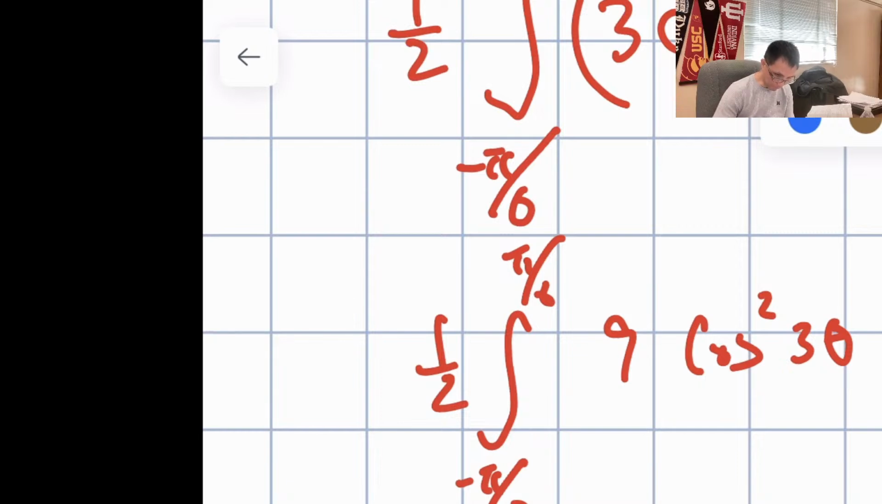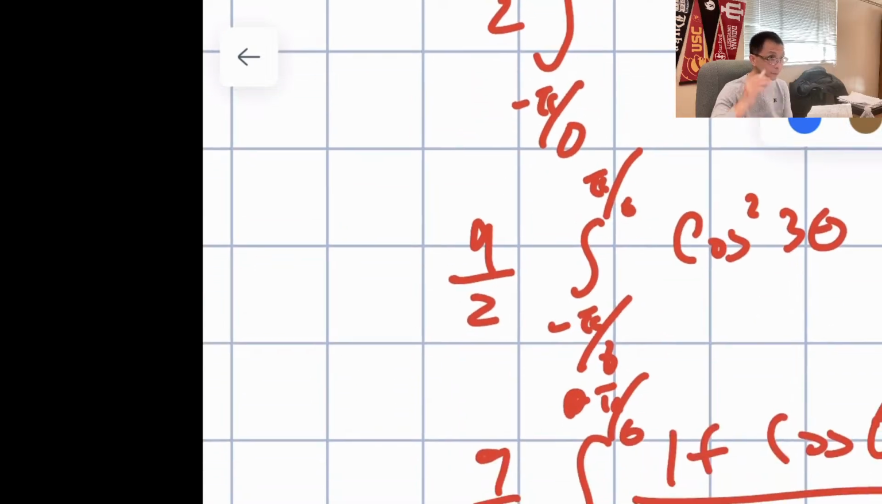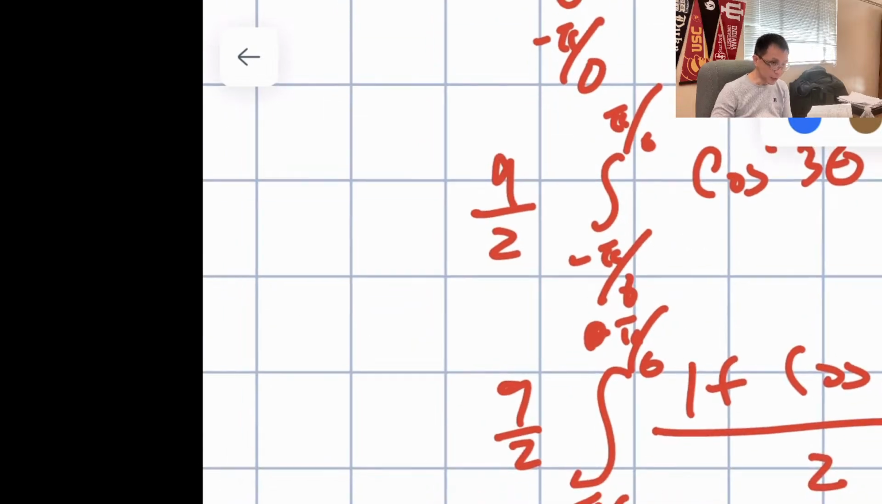Where did the 3 in front go? You took it out. So can I take out a 2? Hopefully, yeah. What's in equation 1? Theta plus sine of 6 theta over 6, right?